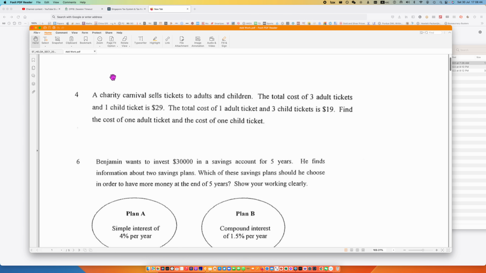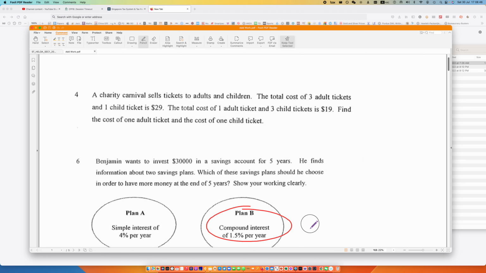Okay, this one. So we talked about the compound interest just now. Consider that done. Question four is pretty easy. The total cost of 3 adult tickets and 1 child ticket is 29. The total cost of 1 adult ticket and 3 child tickets is 19. So basically 3A plus C is 29, then A plus 3C is 19. Does it make sense to you?